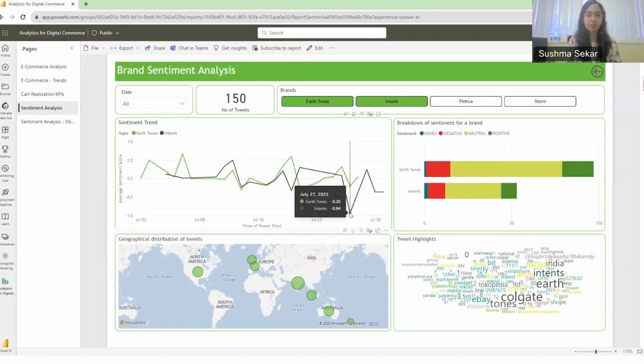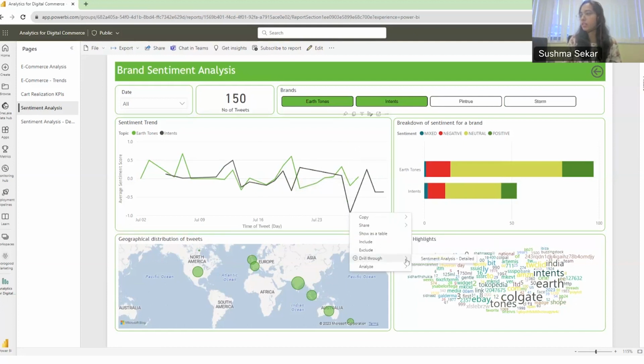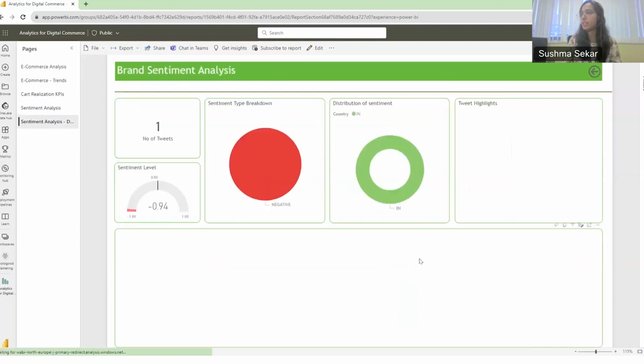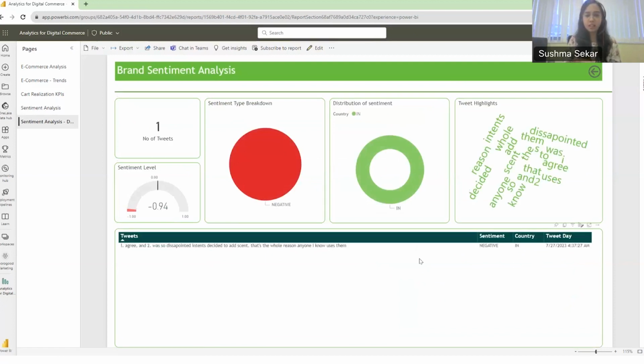To see what may have contributed to this dip in sentiment, let me click on this and drill through to a slightly more detailed version. So I see there's one tweet here which has contributed to this. It talks about the scent of this product. So the customer expresses disappointment in the scent of the product, and I can also pin it down to the location as well.